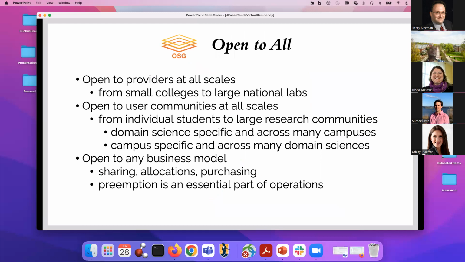So the OSG is open to all. It's open to providers at all scales, from small colleges to large national labs, open to user communities at all scales, from individual students to larger research communities, domain science specific, campus specific, across many domain sciences, open to any business model. So sharing, allocation, purchasing, and preemption is an essential part of the operation.